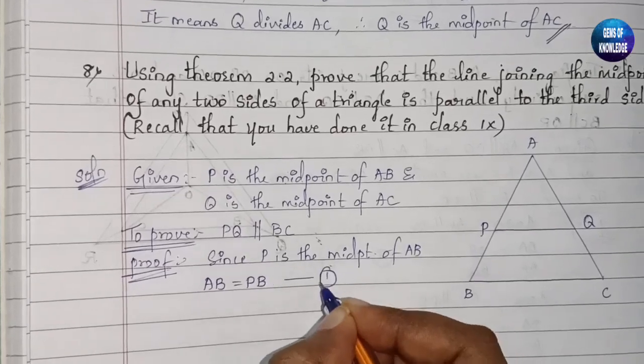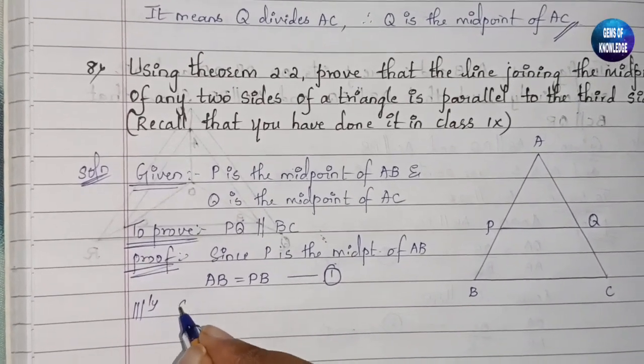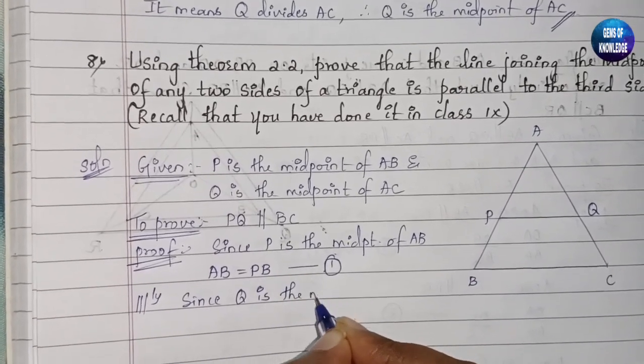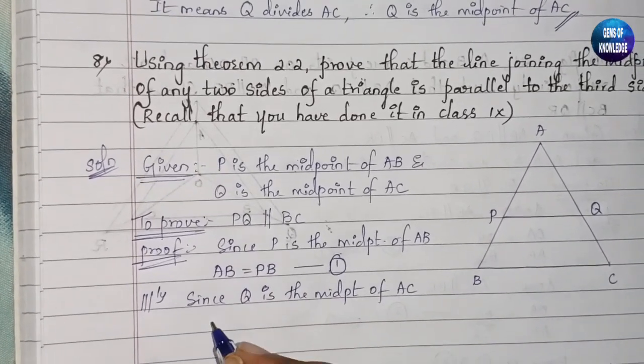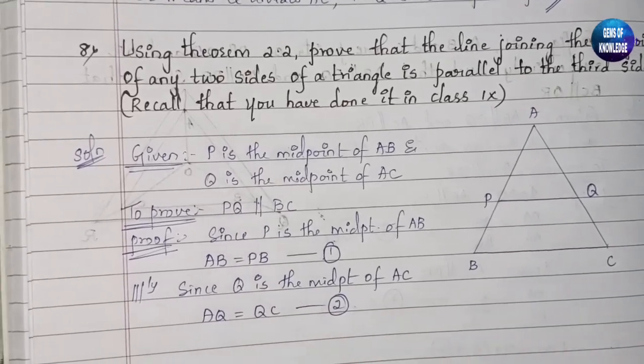This is equation 1, we will keep. Similarly, since Q is the midpoint of AC, we can also write AQ is equal to QC. We will keep this as equation 2.